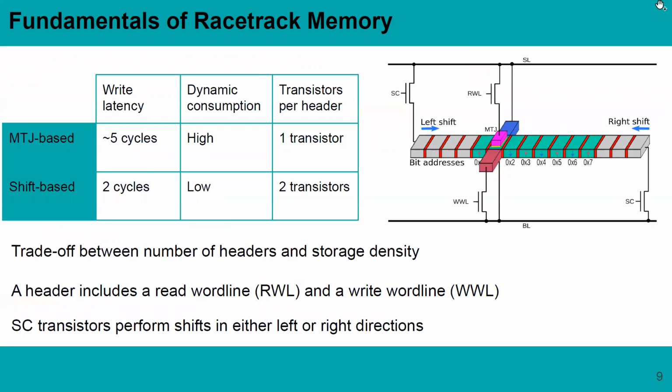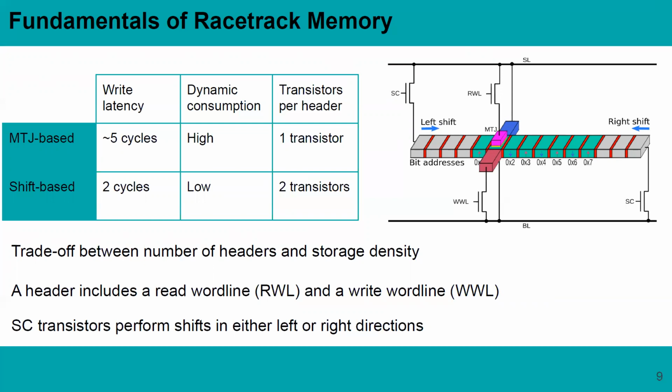This table shows a comparison between the typical MTJ-based and shift-based writes. The write latency is improved from 5 to just 2 cycles. In addition, dynamic consumption is also reduced with shift-based writes. However, shift-based writes impose an additional transistor per header, limiting the density of racetrack memories, and imposing a trade-off between number of headers and storage capacity, since the area of racetrack memories is determined by the number of header transistors, but not the racetrack itself.